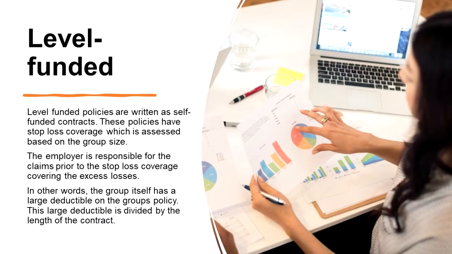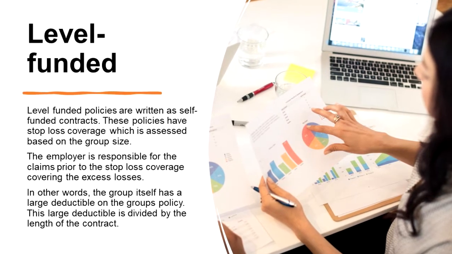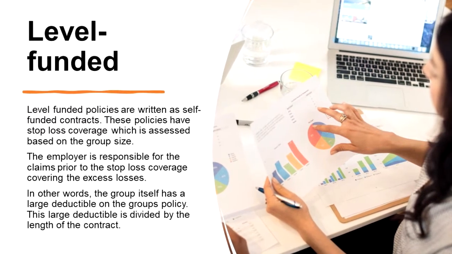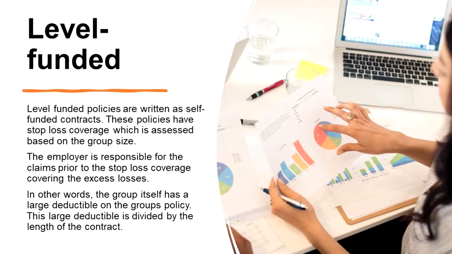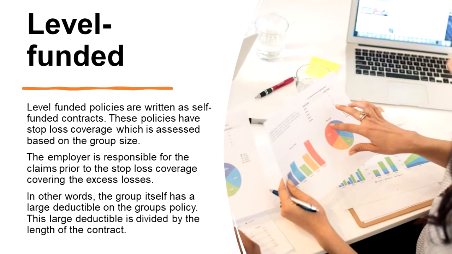Level funded. Level funded policies are written as self-funded contracts. These policies have stop-loss coverage, which is assessed based on the group size. The employer is responsible for the claims prior to the stop-loss coverage, covering the excess losses. In other words, the group itself has a large deductible on the group's policy. This large deductible is divided by the length of the contract.